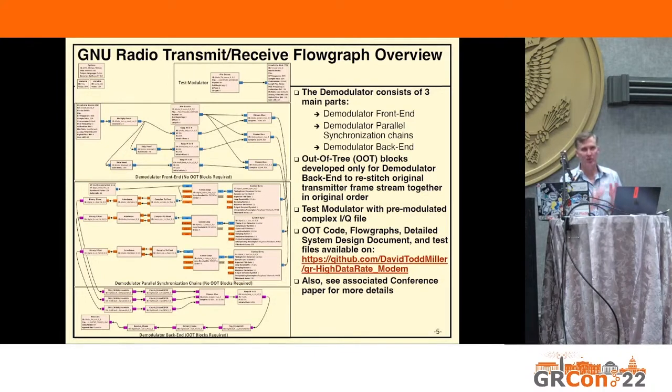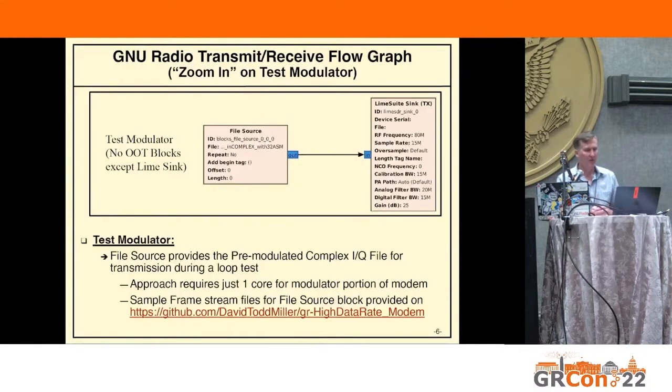I tried to use in tree blocks as much as I could, except for the bottom part, which at the end is the tricky part, restitching everything back together again. And again, the GitHub site with this flow graph and design documentation and test files is available. Also, I put together a paper for the conference, so you can see the paper that goes with this project also in the proceedings.